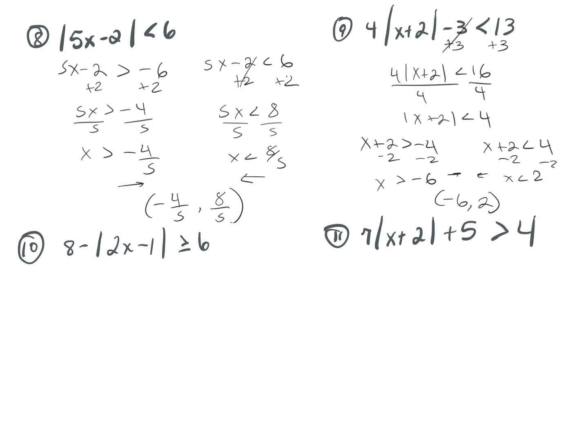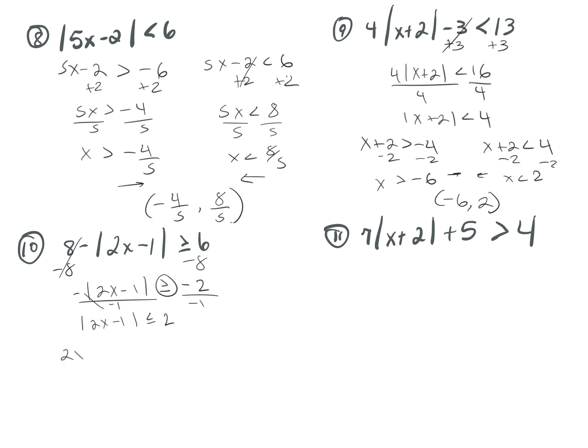Start by subtracting the 8. So I get the negative absolute value of 2x minus 1 is greater than negative 2. I will divide by that negative 1, so that's going to give me the absolute value of 2x minus 1 is less than or equal to 2. Now I can go ahead and separate this into a positive and a negative. Now keep in mind, when I divided by this negative 1, this sign flipped, so it became less than. So the same rules of solving an equation, inequality, still apply.